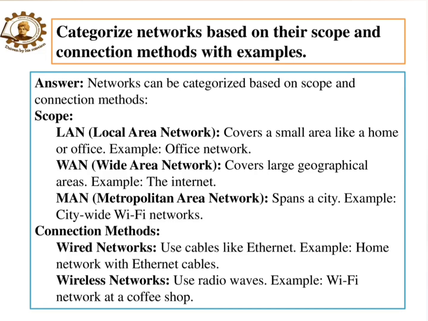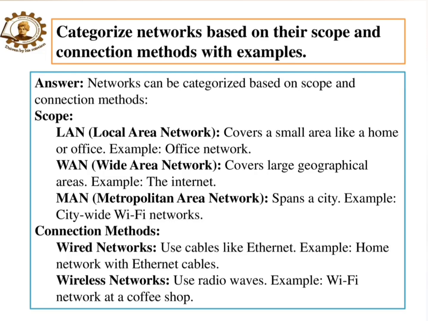Number 2 is MAN, that is Metropolitan Area Network. It covers a large geographical area like a city or town. Just imagine a network connecting businesses and government institutions within a city.